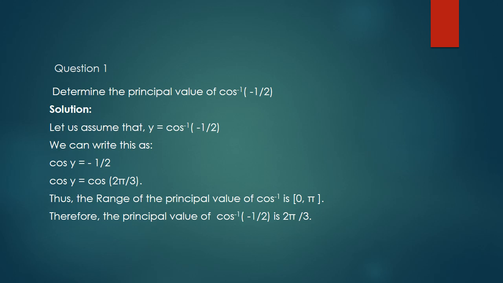Now we will check whether this value lies in the range of the cos inverse function. The range of the cos inverse function is the closed interval 0 to pi. So 2 pi by 3 belongs to this interval 0 to pi. So 2 pi by 3 will be known as the principal value of the given term cos inverse of minus 1 by 2.